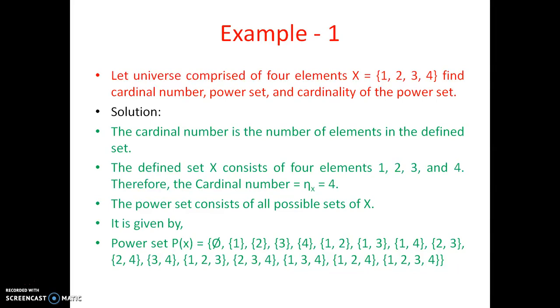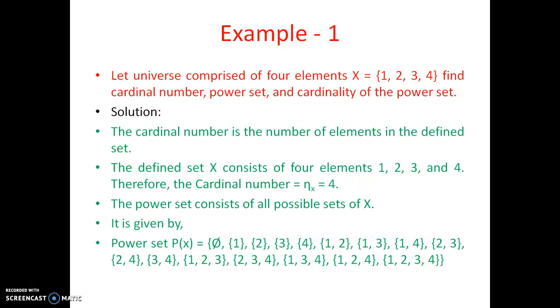That means for all possible sets, four elements have been given. So I can frame sets with 1 element, so only 4 will come. With 2 elements as a set, there are some combinations. And with 3 elements as a set, some other combinations will be possible. And if 4 elements are chosen as a set, that means only 1 is possible, and we can also call it a certain event. All elements have been taken, that is called the whole set or certain event, {1, 2, 3, 4}. And I can say one more set, that is phi. It's a null set, so no event.